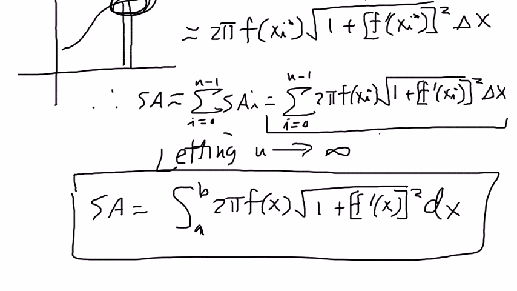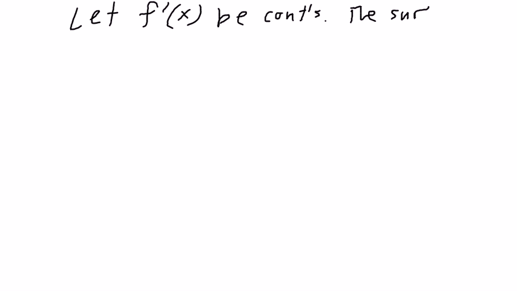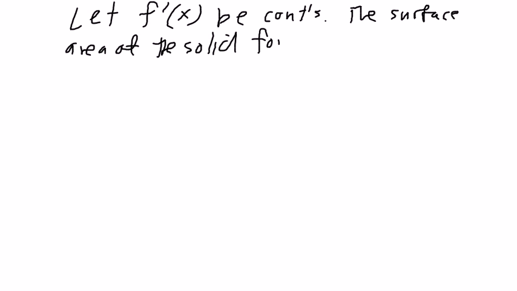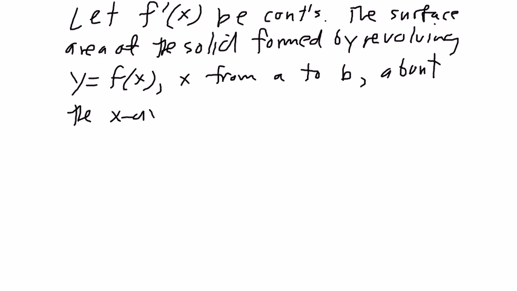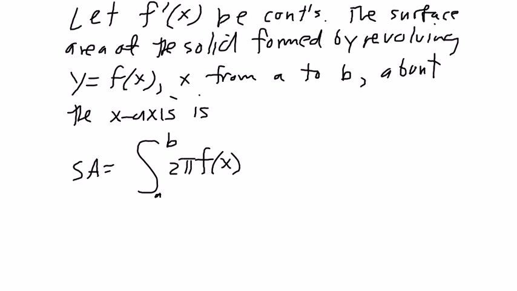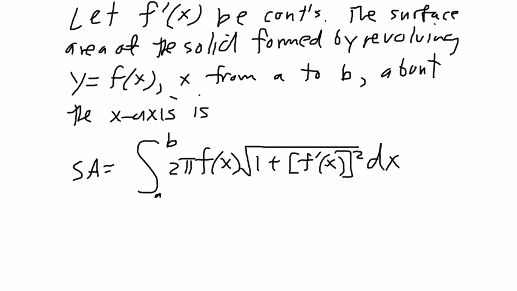So let's go up to the top and write this down. Let f prime of x be continuous. The surface area of the solid formed by revolving y equals f of x, x from a to b, about the x-axis is SA equal to the integral from a to b of 2 pi f of x times the square root of 1 plus f prime at x quantity squared dx. And we need f prime to be continuous.